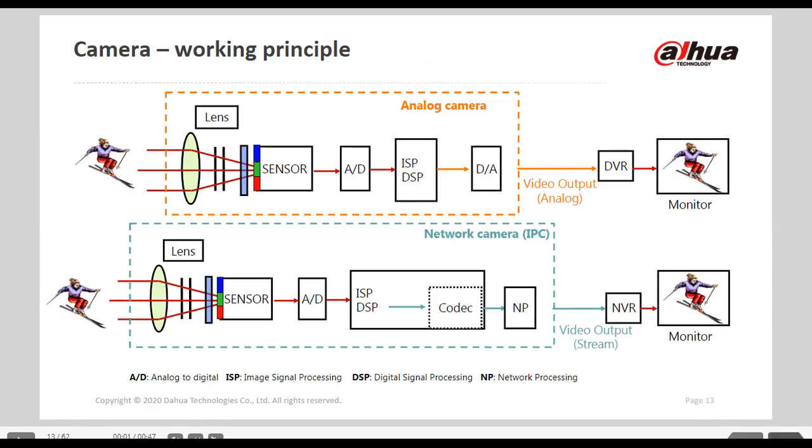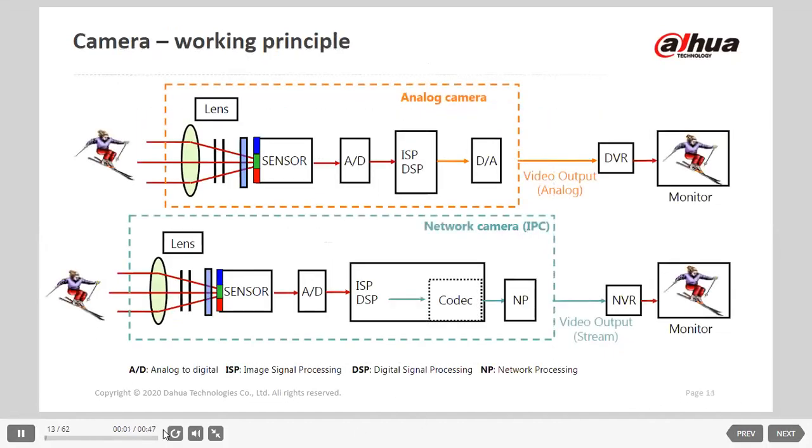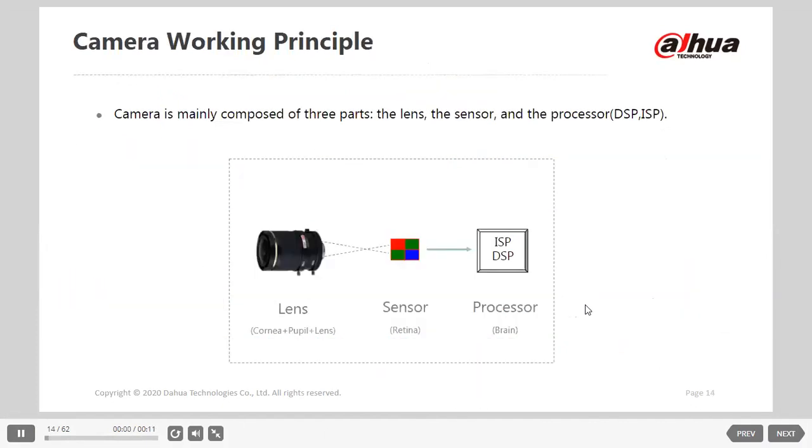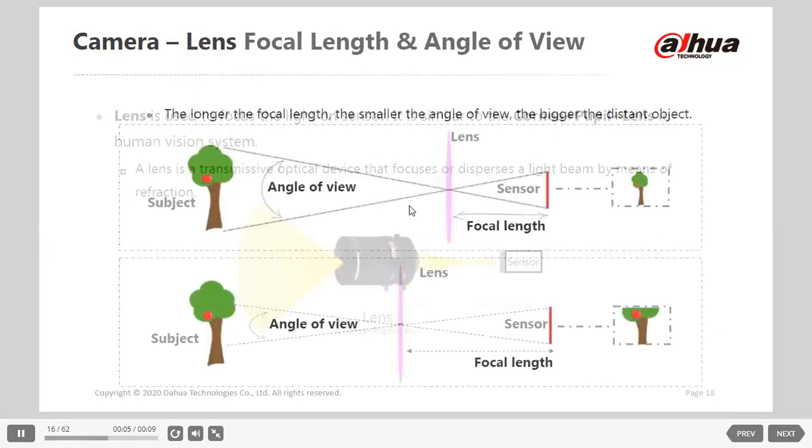So that's the basic working principle of a camera. We now talk about the various parts of the camera. The camera is composed of 3 parts: the lens, the sensor, and the processor. The lens is used to focus the light into the sensor. So you just understand that functionality.